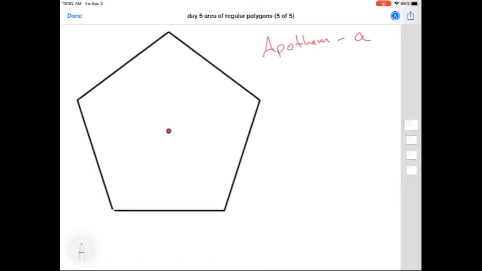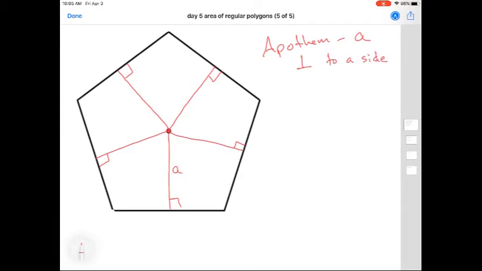So if this is the center of my polygon, it goes perpendicular to the side. Remember, perpendicular means it creates a 90-degree angle. Here, this is what we call the apothem. The number of apothems you have is the same as the number of sides, because we can draw an apothem to each side. The only thing you have to remember is that they are perpendicular to a side.